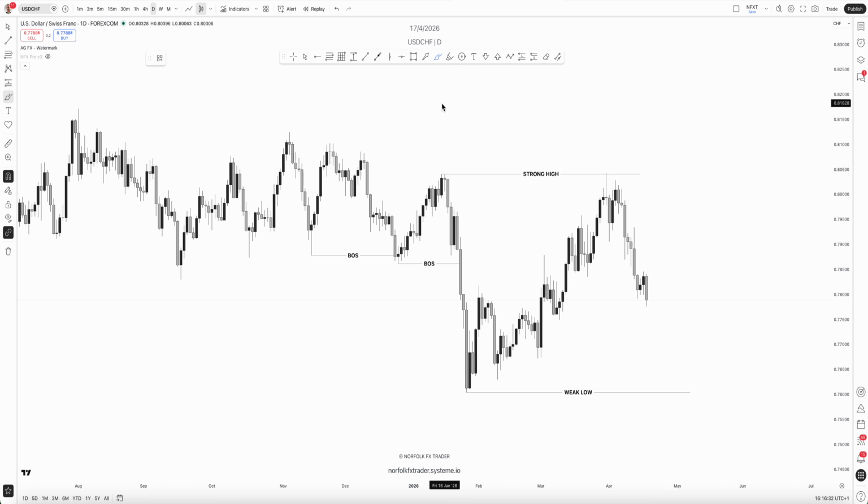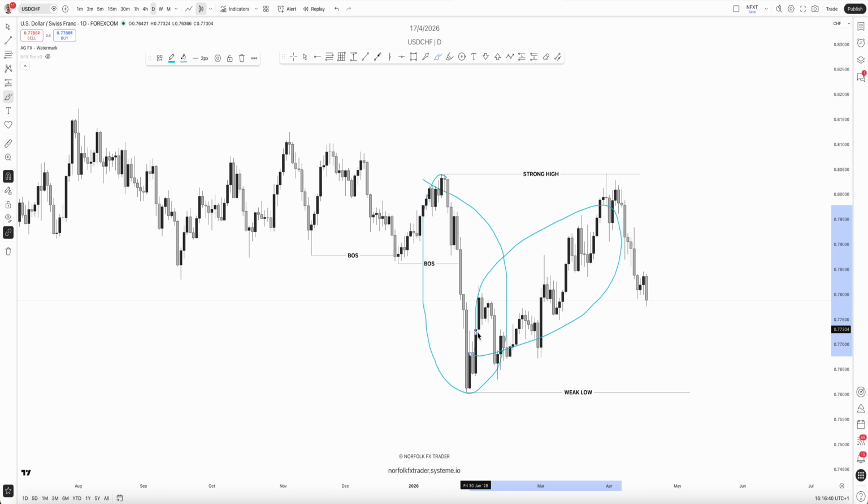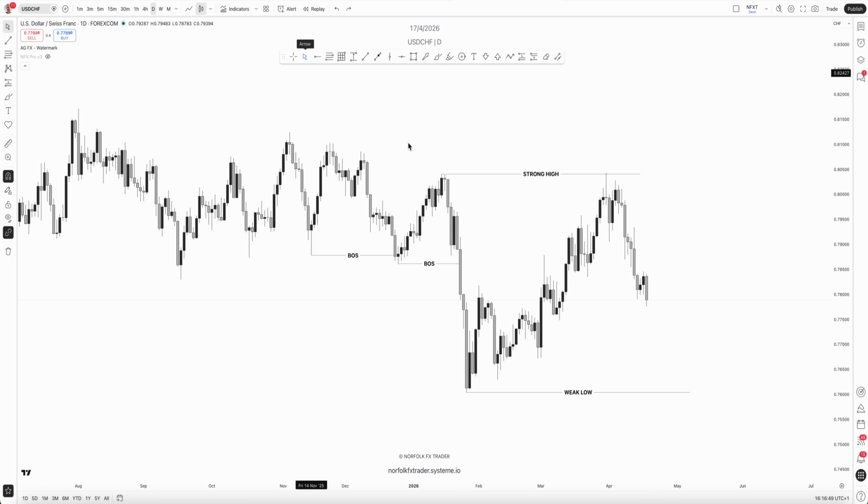And this is a great example on the US dollar Swiss franc here on the daily. Look at the strong bearish push to the downside and look at how long it took for the market to pull back. That shows you that there are more sellers in the market here than there are potentially buyers. So let's just take this off. Long term, we're seeing this continuation to pull back towards this strong high.